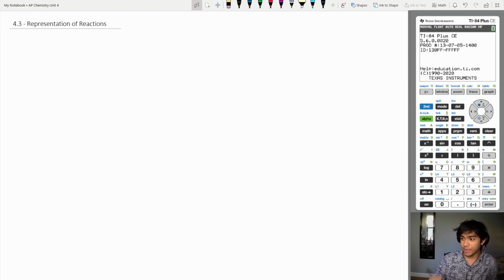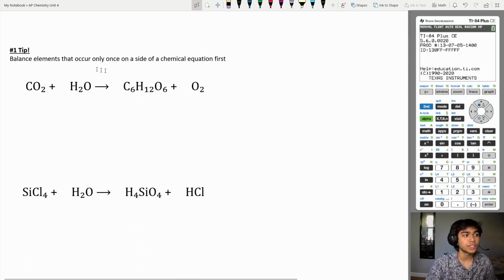Hey, what's up everyone? Today we're going to be doing a bit of practice balancing chemical equations, and I'm going to give you the number one tip for balancing chemical equations. You ready? The number one tip is that you should balance elements that occur only once on each side of a chemical equation first. So what do I mean?